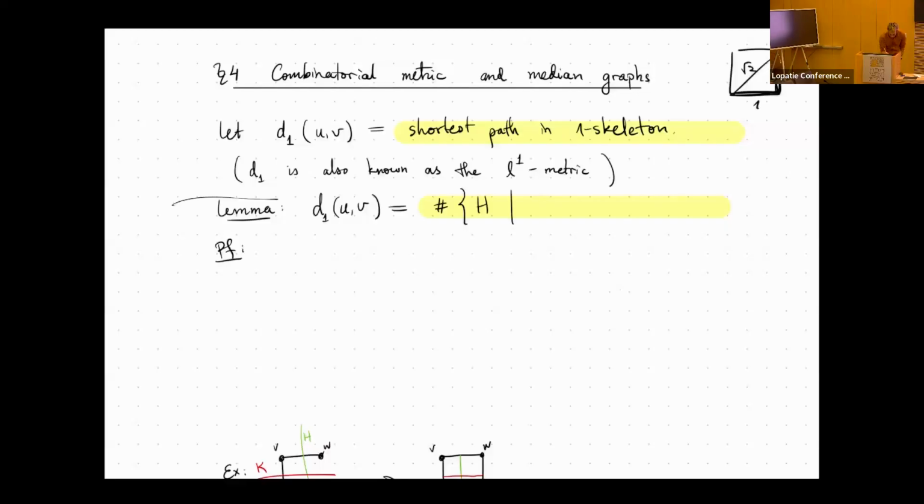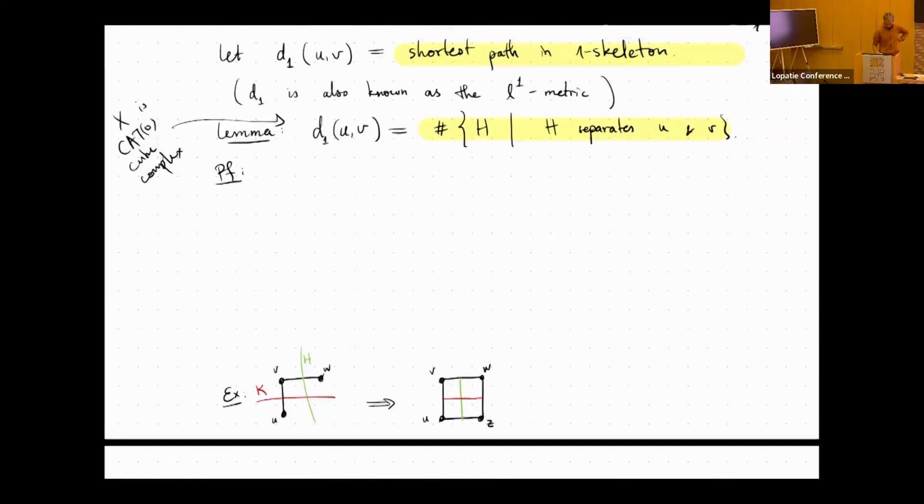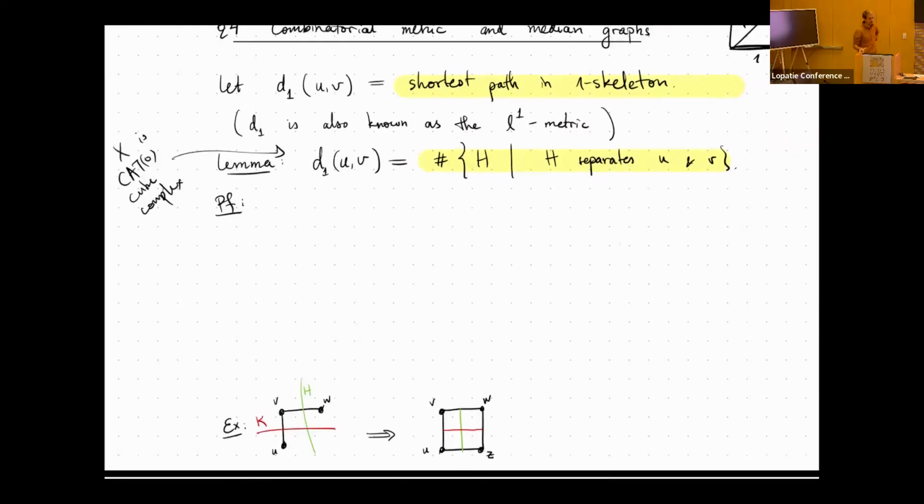Maybe I need some assumptions, right? X is a CAT(0) cube complex. Then the distance between u and v is exactly the number of hyperplanes h that separate u and v. Okay, and I will not be able to prove it, but let's maybe try 1.5 minutes.